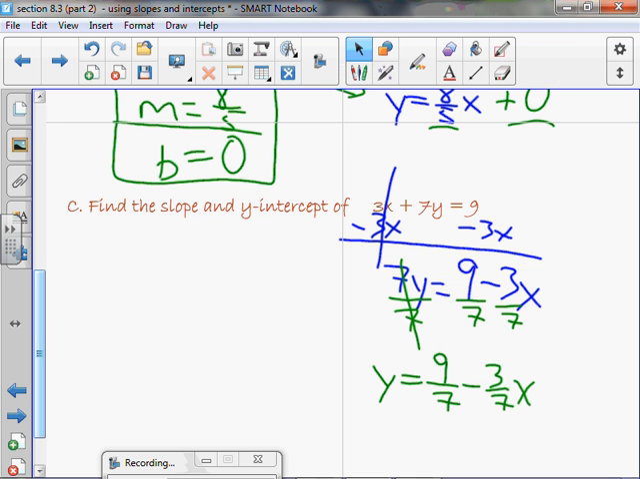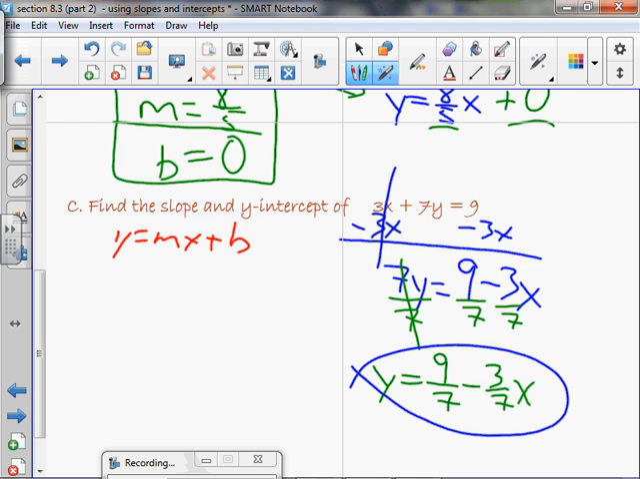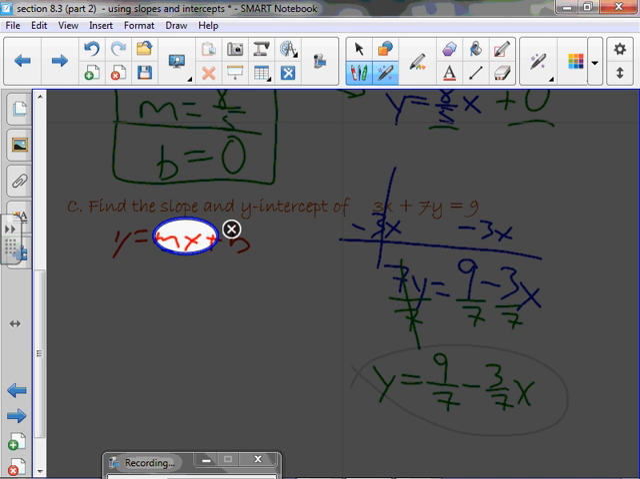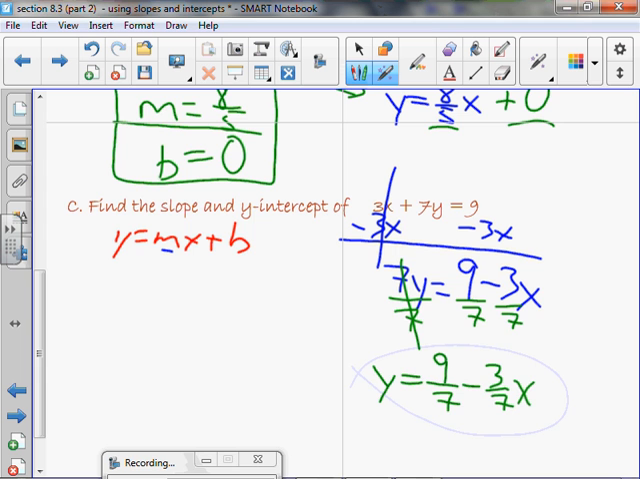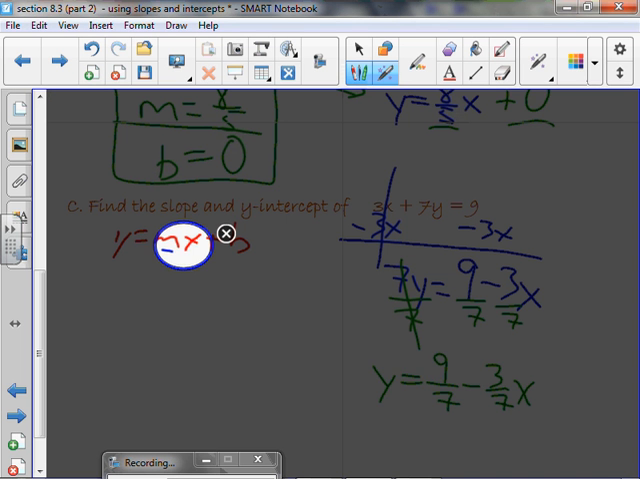Now, is this y equals mx plus b form? Is this equation I just wrote over here y equals mx plus b form? No, because my term with my x needs to be first. Look what's first over here. This needs to be first. Look what's first over here, just our number. So we really need to switch these, okay?